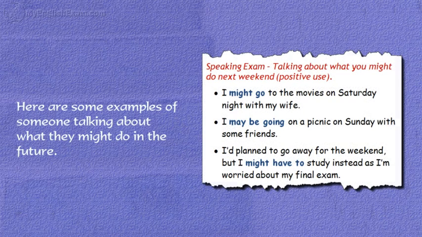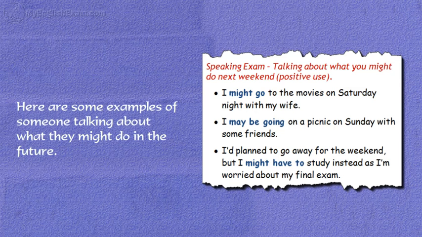The future. Here are some examples of someone talking about what they might do in the future. Speaking exam. Talking about what you might do next weekend. Positive use. I might go to the movies on Saturday night with my wife. I may be going on a picnic on Sunday with some friends.